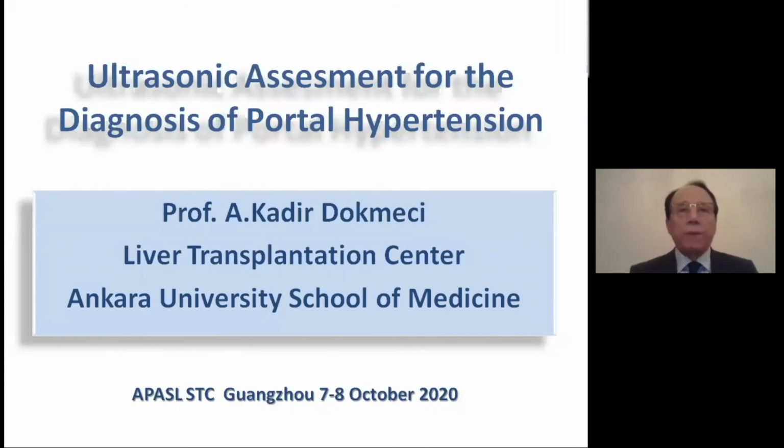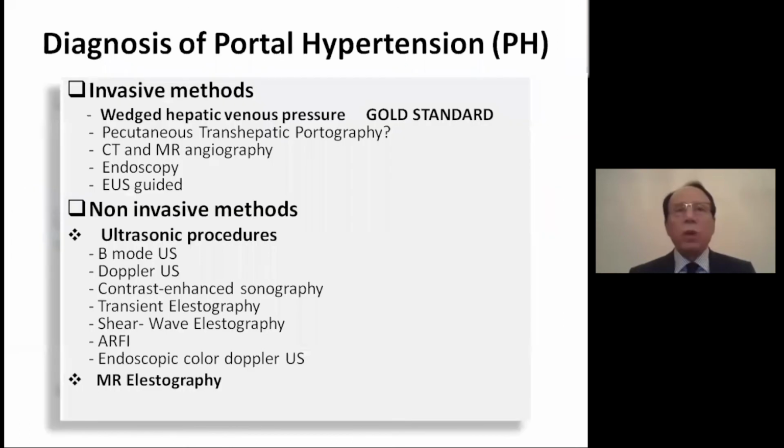Today, I am going to speak about ultrasonic assessment for the diagnosis of portal hypertension. Portal hypertension is a common clinical syndrome characterized by an increase in portal venous pressure. There are invasive and non-invasive methods for the diagnosis of portal hypertension. Gold standard methods for assessing portal hypertension include the measurement of hepatic venous pressure gradient, endoscopy, CT, and MR angiography. But they are invasive, expensive, and not available at all centers. Therefore, non-invasive alternatives have been the subject of extensive investigation.